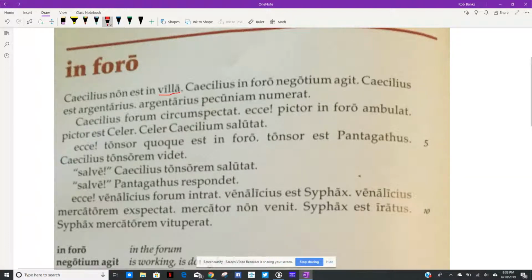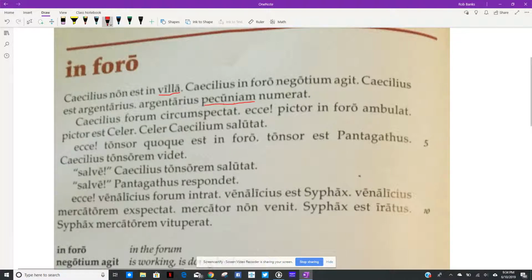Caecilius in foro negotium agit. No first declensions there, right? Caecilius est argentarius. No. Argentarius pecuniam numerat. Pecuniam, right? That's an accusative first declension, right? Am. All the accusative singulars end in the vowel plus M, right? First declension, am. Okay. Caecilius forum circumspectat. No. Ecce. Pictor in foro ambulat. No. Pictor est celer. Celer Caecilium salutat.